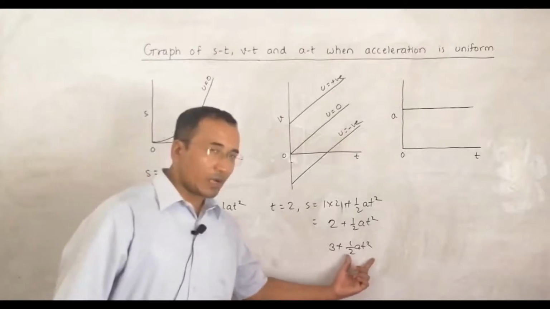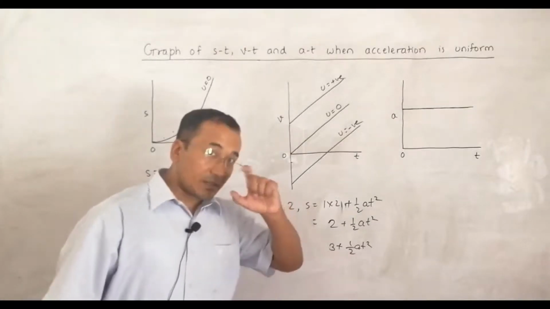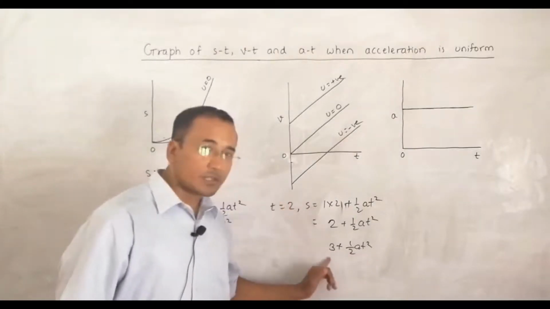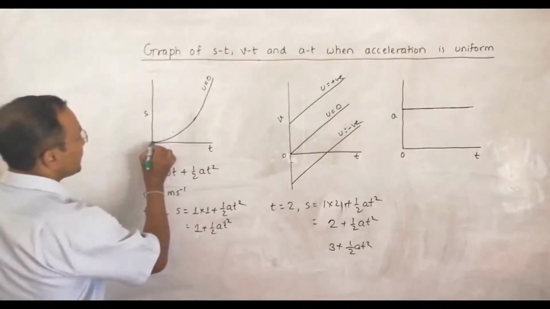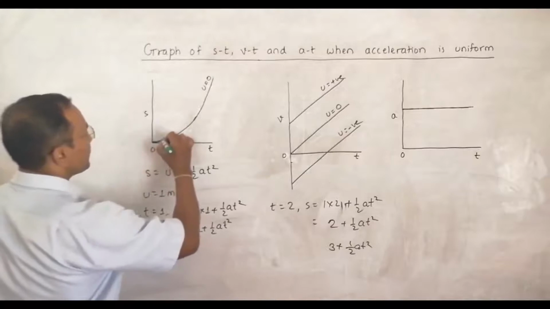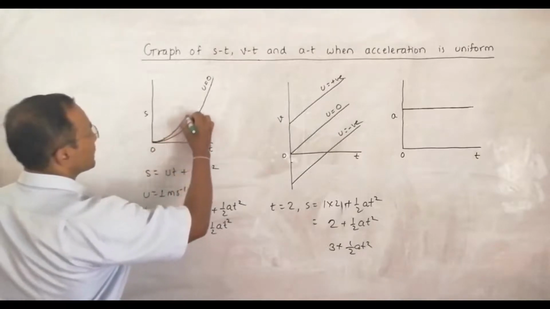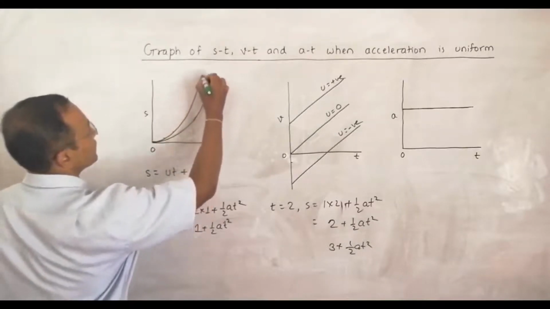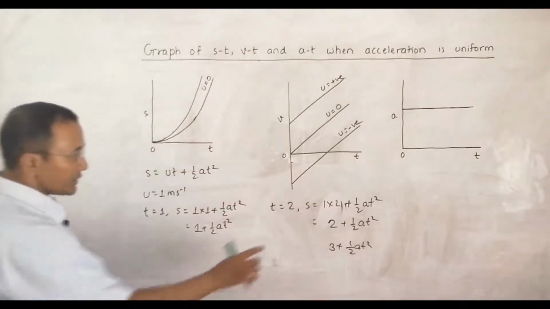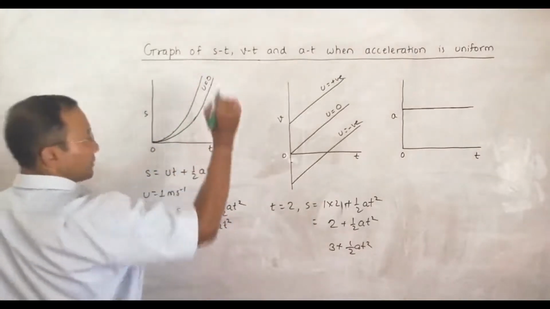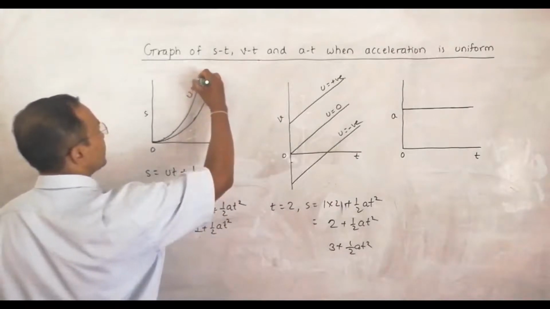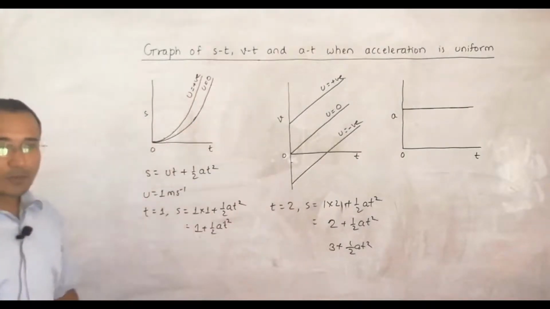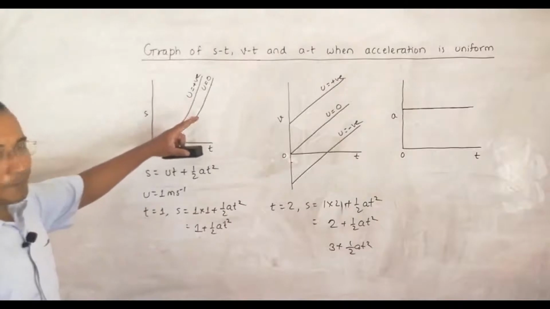Compared to half a t square, the additional value should go on increasing. So that's why the graph should be somewhat like this. From here, it should go like this. The separation goes on increasing because of this particular value. So if u is equal to positive, the graph should be like this.